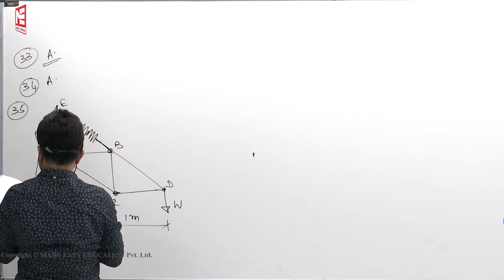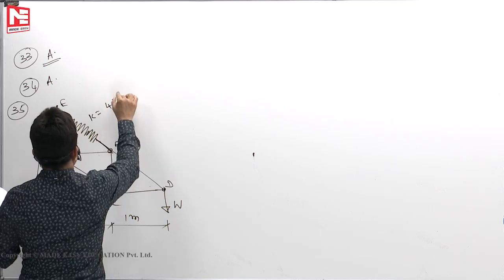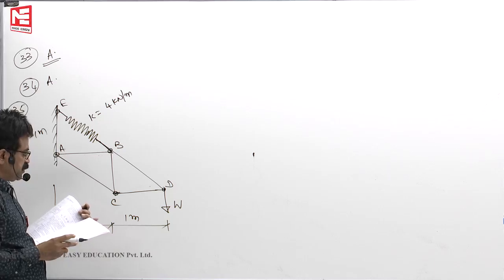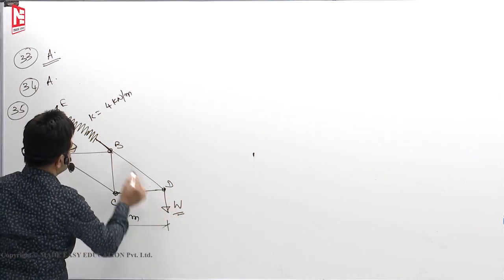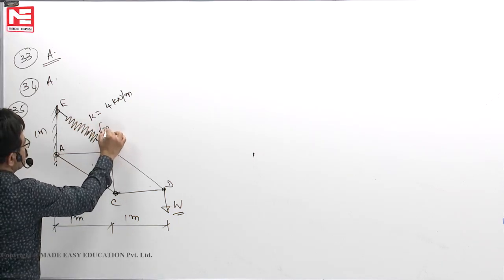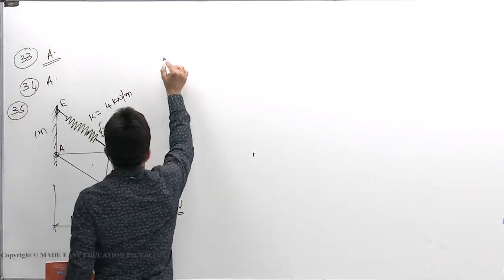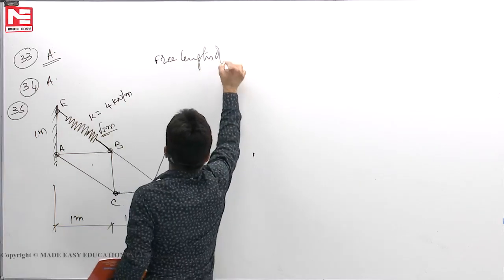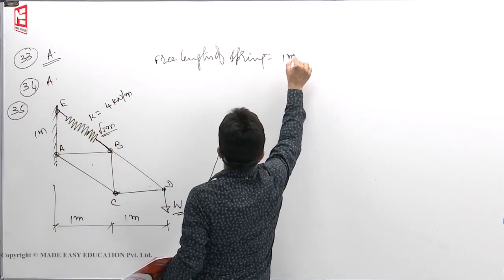The spring stiffness K is given as 4 kilonewtons per meter. Members are inextensible, all that story is given. To keep CD horizontal, what is the value of W? Now you see, 1 meter means this length is root 2 meters. BE length. Unstretched length, that means free length of spring, is 1 meter.